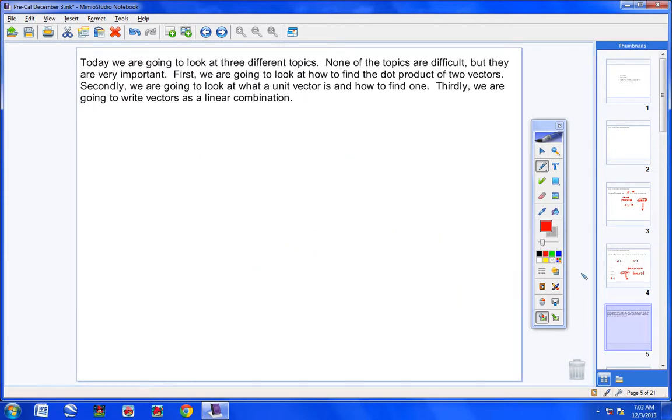Today we're going to look at 3 different topics. None of the topics are difficult. They're actually really easy if you'll just follow the steps that I give you and the formulas that I give you, but they are very important. First, we're going to look at how to find the dot product of 2 vectors. Second, we are going to look at what a unit vector is and how to find one. Thirdly, we are going to write vectors as a linear combination. All of those are pretty simple to do.